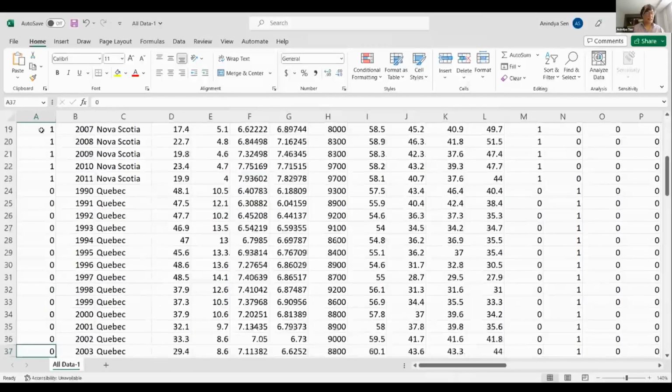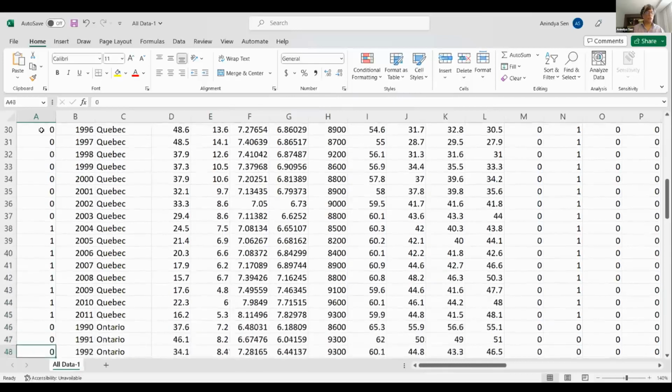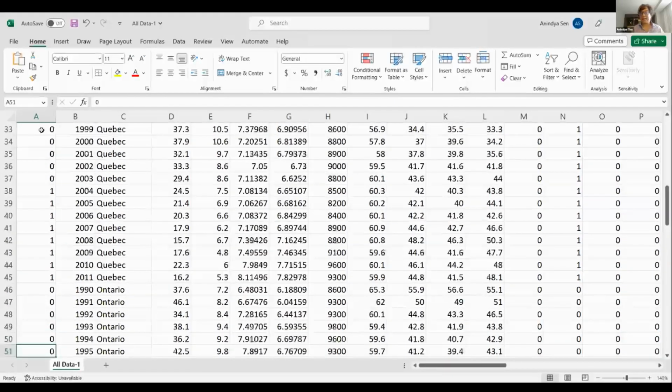Let's say Quebec, for some reason, adopted this policy much later. This policy came into effect in Quebec in 2004. So all the values before 2004 in Quebec were 0, and after that, they're 1, so on and so forth. So this is exactly how you would code a variable like that.